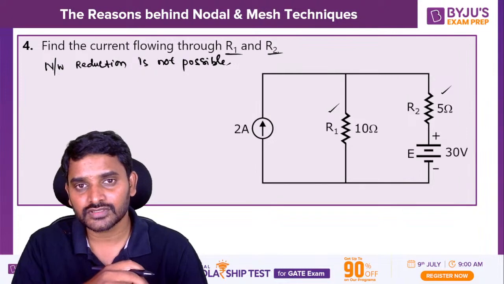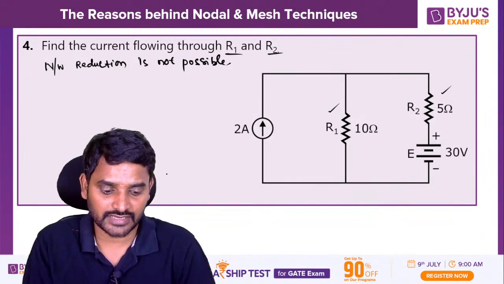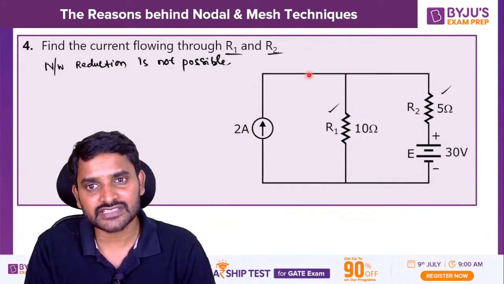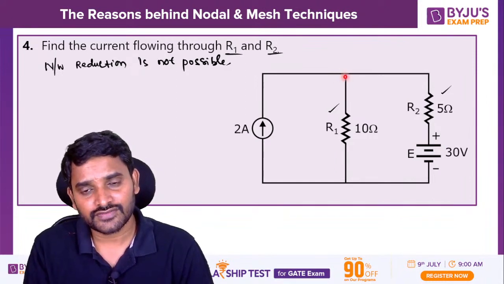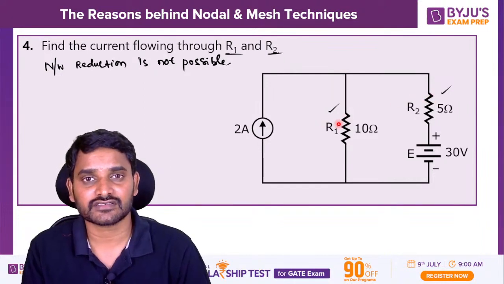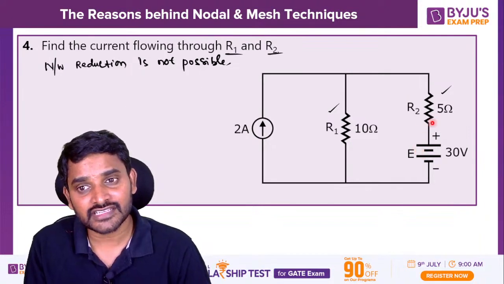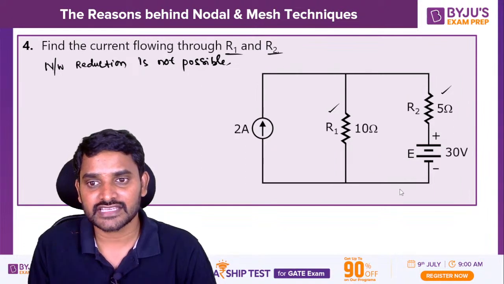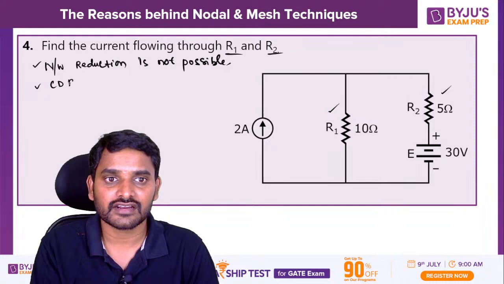So what do we have to do? Let us apply KCL, KVL. If you try to apply them, see, this 2 amperes is going to enter at this junction, and let us apply the current division rule. So 2 into the opposite resistance 5 divided by 5 plus 10, you cannot apply this one because in this branch, only a resistor is not there. Along with the resistor, a 30 volts voltage source is also there. So you cannot apply the current division rule. CDR fails.